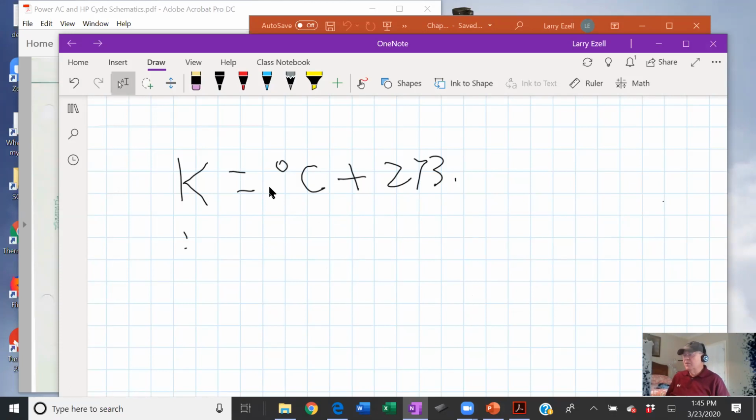And we know that in degrees Rankine in the English system, and we are allowed to put the little degree symbol there, is equal to the 460, should have put the plus, whatever you got in degrees F.